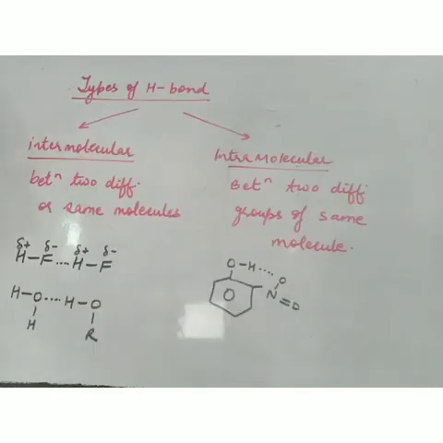Now there are two types of hydrogen bonds, intermolecular and intramolecular. Intermolecular is formed between two different or same molecules. For example, one HF and another HF. Now this is one water molecule and one alcohol, HOR, this is alcohol. So you can see hydrogen bonding is formed, because both have hydrogen and oxygen.